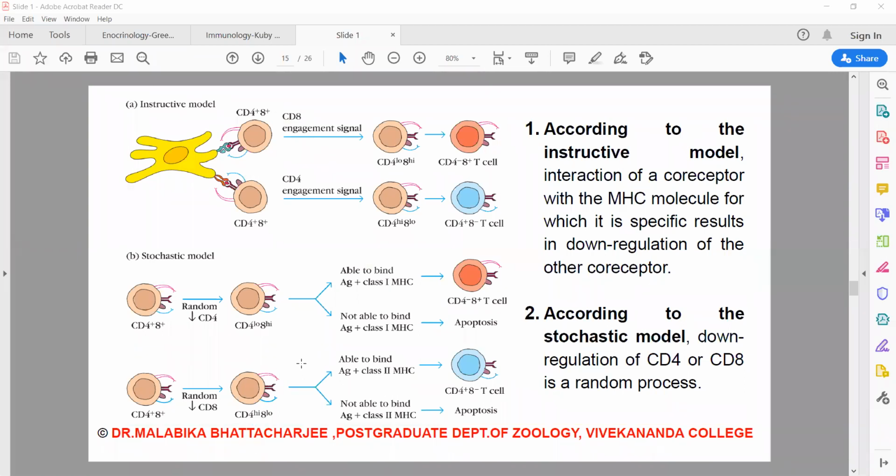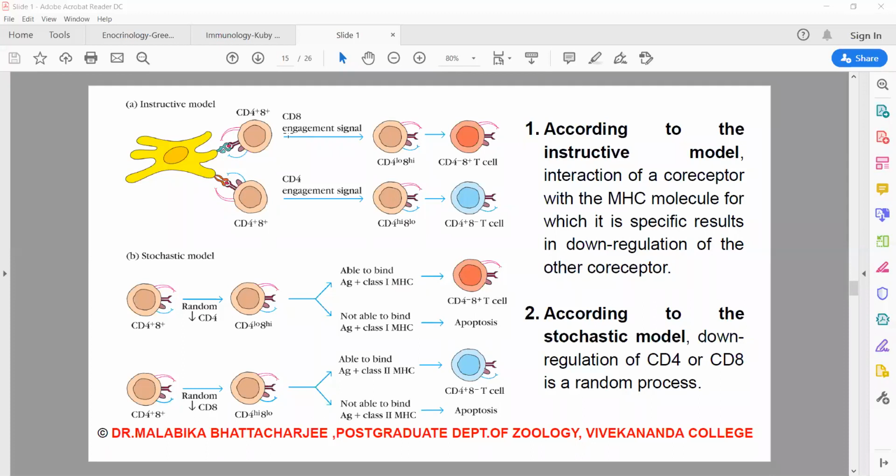The instructive model says that the interaction of a co-receptor with a molecule is a matter of chance. The TCR sits with the MHC class 2 and it is seen that the CD4 is engaging with the MHC class 2. This engagement sends a negative feedback signal, as a result of which the CD8 receptor is down-regulated. As you can see, CD4 engagement signal. So we are having a CD4 high expression and a CD8 low, and in course of time, the CD8 gene will be suppressed. On the other hand, this is the CD8 engagement signal.